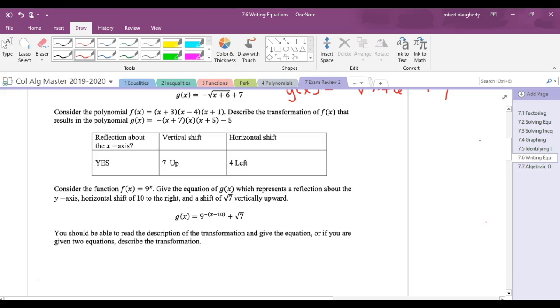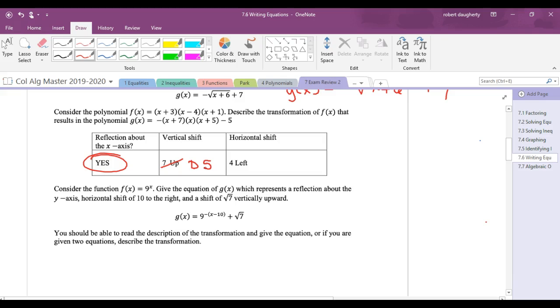So describe the transformation that gets me from f of x to g of x. First thing I notice is that there's a negative sign in front of one of them, so it's been reflected. And then the vertical shift, okay? So let's look and see from a vertical shift from f of x to g of x. It looks like this is wrong. So in this case, it looks like it has moved down 5, so down 5.